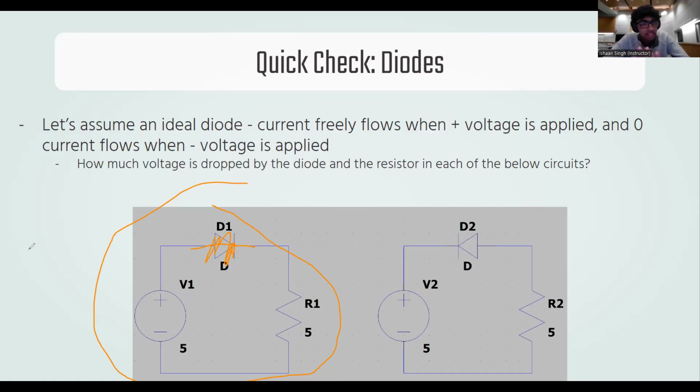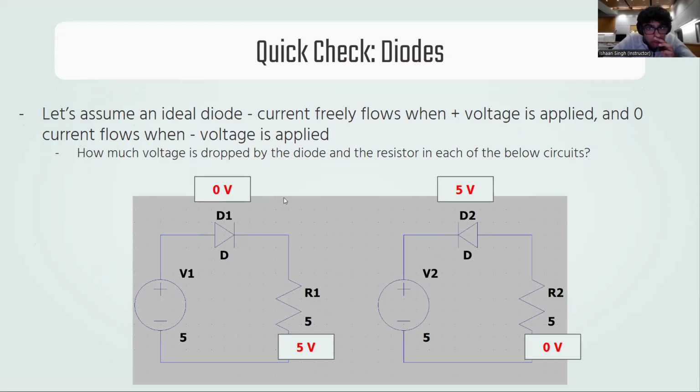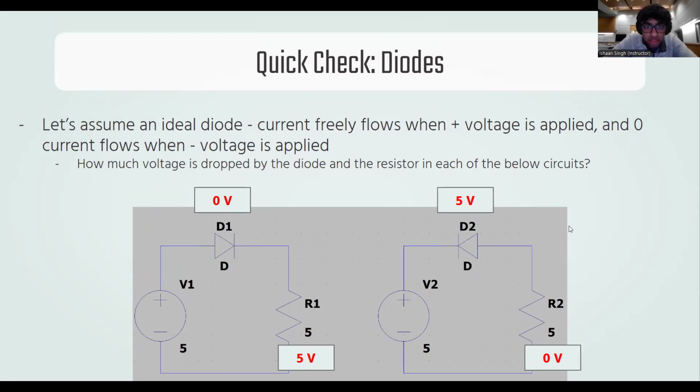Kirchhoff's voltage law still applies. There's nothing special here that makes Kirchhoff's voltage law not apply. Now what about the circuit on the right? Ground is just a reference. It doesn't matter where I say ground is. So for the circuit on the right, how much voltage does the diode drop? The diode drops 5, and the resistor drops 0. Exactly. Because here, no current is flowing, so the resistor can't drop any voltage, and so all the voltage has to be dropped by the diode.